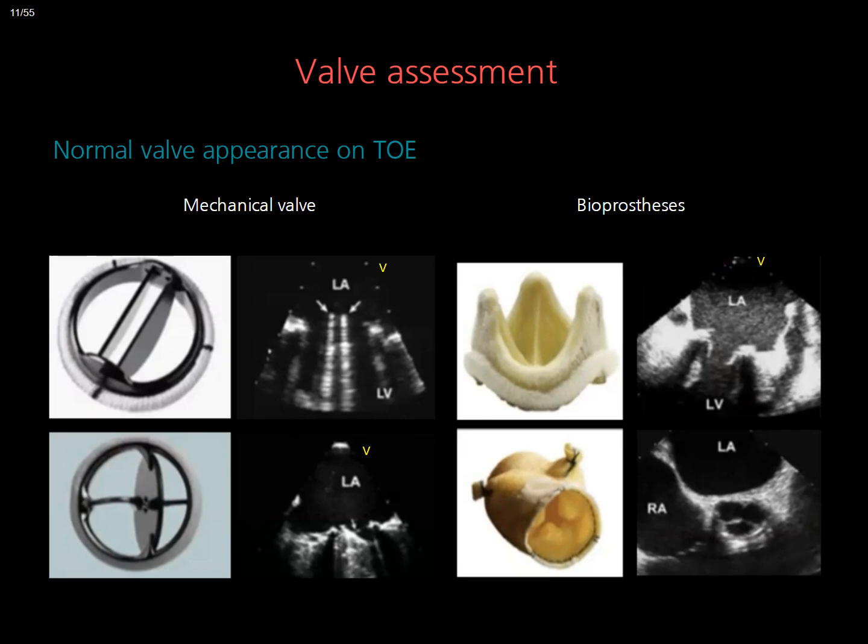Bioprosthetic valves should show thin, mobile leaflets with good coaptation. Stented valves have clear landmarks, while stentless valves look more native and can be harder to orientate. With transcatheter valves, identify the frame and actively look for paravalvular regurgitation.